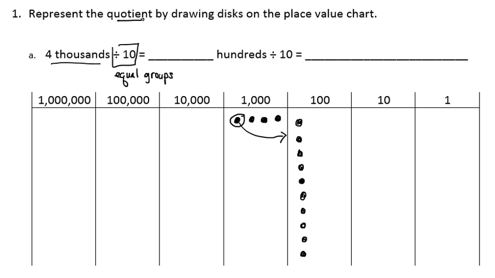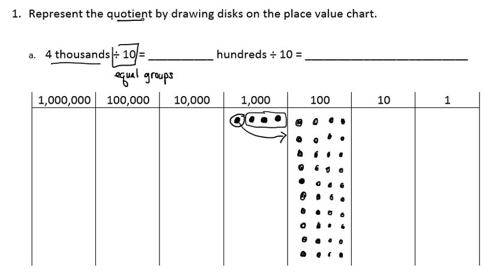If each of these is worth 100, altogether I have 1,000, because 10 times 100 is 1,000. I'll do the same for these 3 discs. I'll decompose each one into a group of 10 hundreds. And this is what that looks like. So I've decomposed each of these into a group of 10 hundreds. Now altogether I have 40 hundreds. The problem 4 thousands divided by 10 can be thought of as 40 hundreds.